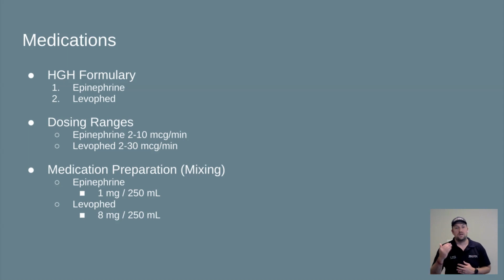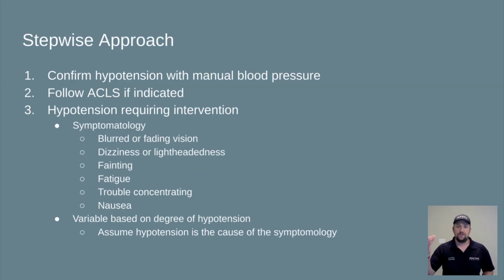Okay. Next, for preparation, we are only going to mix epinephrine 1 milligram in 250. And for Levophed, we're only going to mix it 8 milligrams in 250. Under the EMS tab in the pump, these will be the only options for mixture. For the approach, we'll go through this stepwise approach and then we'll look at an algorithm-based treatment pathway.